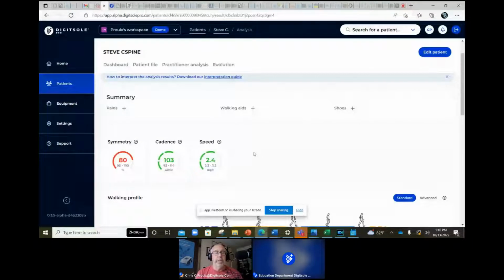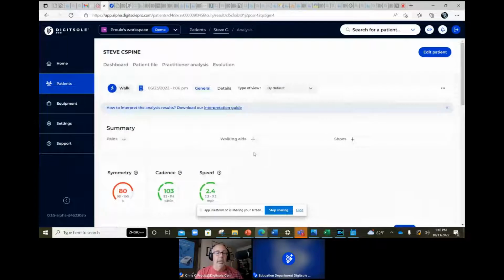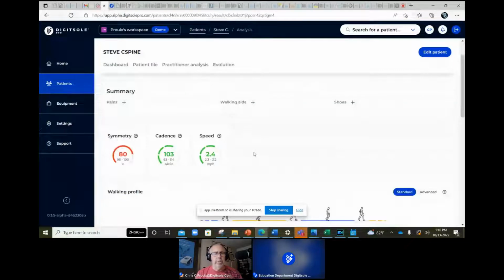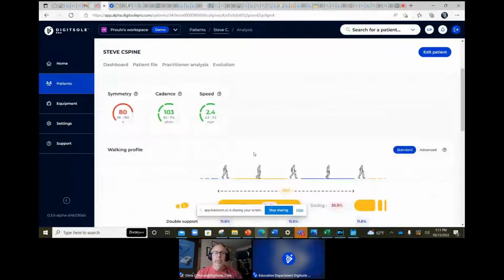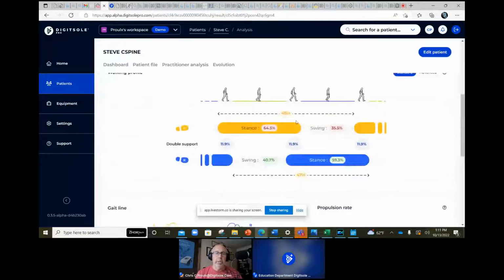So he is at 2.4 miles per hour, and that's within the normal limits. But like I said, you might even call it a dangerous gait because of the way that he walks. It's not equal, and I think he walks a little bit too fast for his ability. So let's look down here and look at the walking profile.